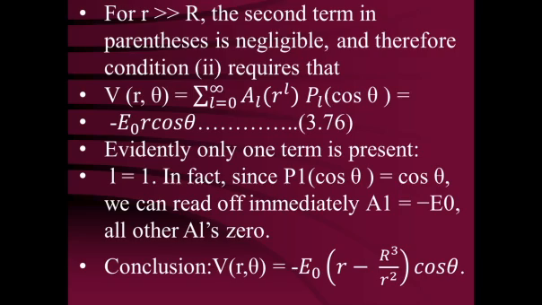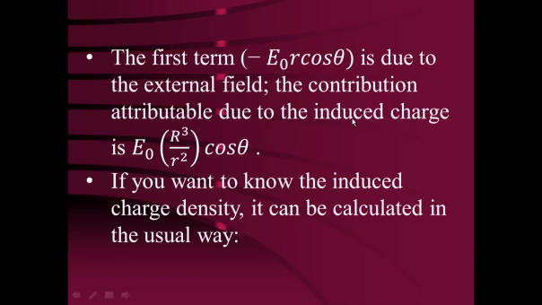Inside the sphere, the induced electric field is there, and those electric field lines generate from the north pole and go toward the south direction, from positive charge to negative charge. That will modify the electric field outside, and the potential outside is also going to be modified. So the first term, minus E0 R cos theta, is due to the external field. The contribution attributed to the induced charge is E0 R cube upon R square cos theta. This contribution is because of the induced electric field.